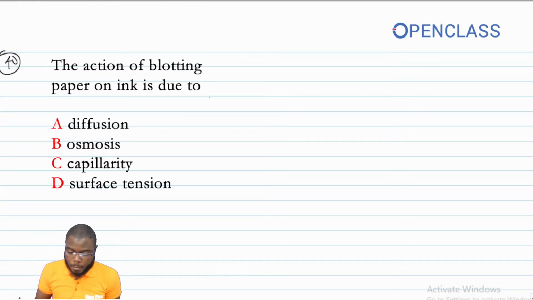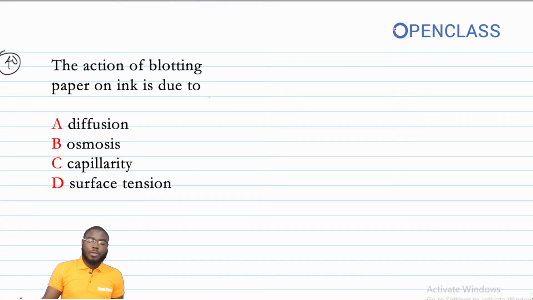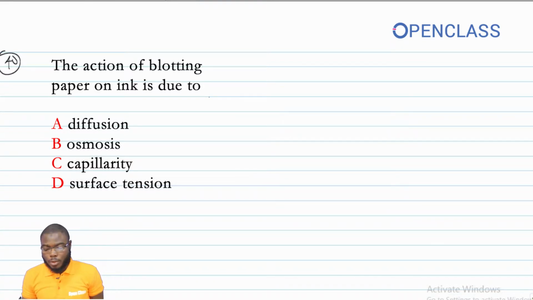Question number 40 says, the action of blotting paper on ink is due to what?